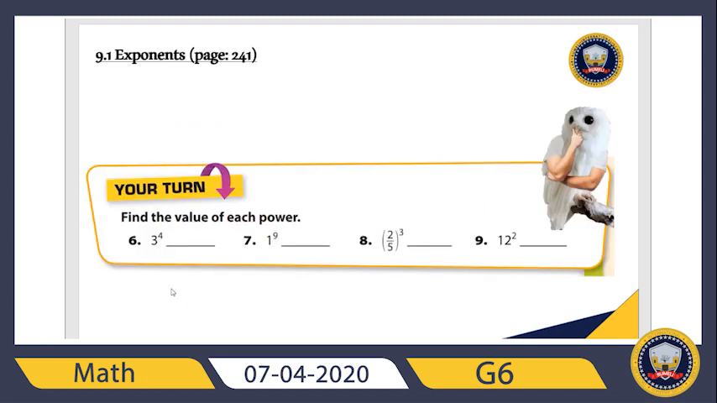Okay. Now this is your turn. I want you to answer this question. Find the value of each power. 3 to the power of 4, 1 to the power of 9, 2 over 5 to the power of 3, 12 to the power of 2. So pause the video here, answer, then after you finish, play the video to see the answer.